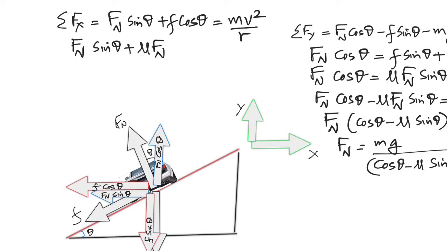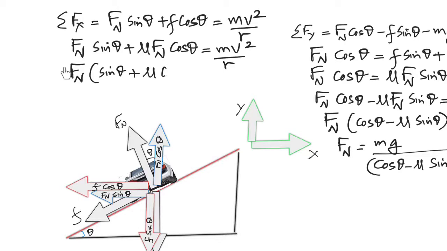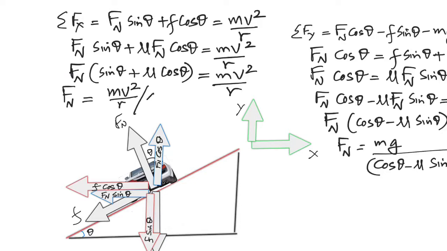Once again, we manipulate that equation to make Fn the subject. Friction is again mu times Fn, and Fn is taken as a common factor. And then make Fn the subject, which will give mv squared by r divided by the whole of sine theta plus mu cos theta. So that's the second equation.